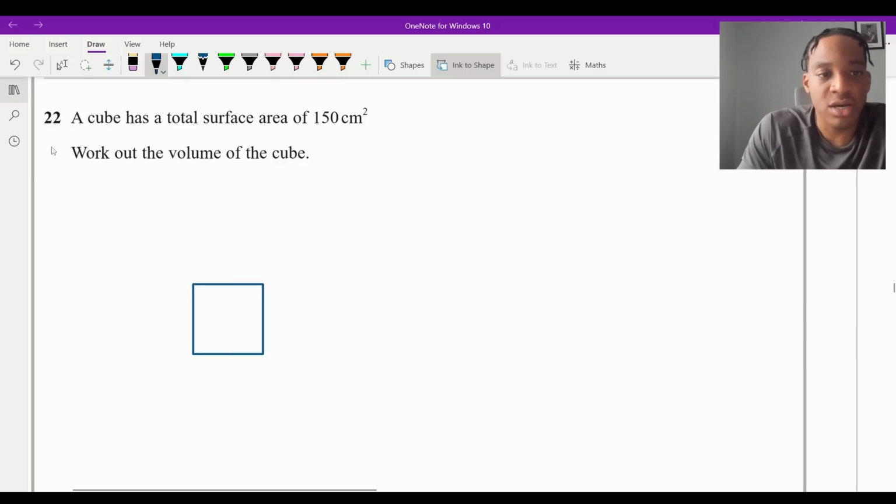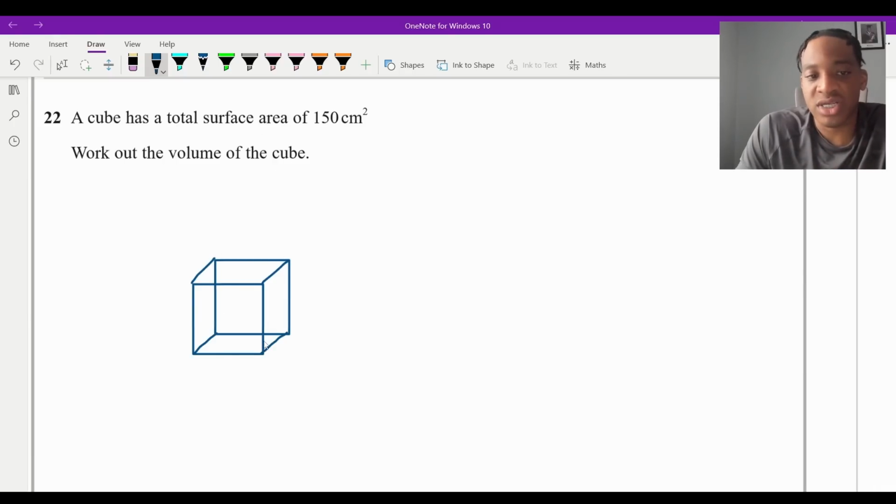So what I'm going to do is I'm going to draw a cube like this. I'm going to draw another square like this. And then I'm just going to connect these. So we've got a cube like this here. Now, they've told us that this cube has a total surface area of 150 centimeters squared.